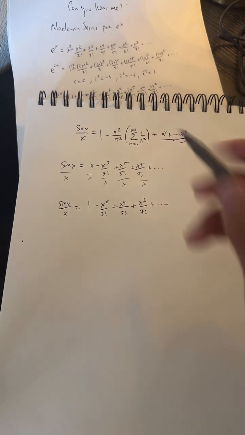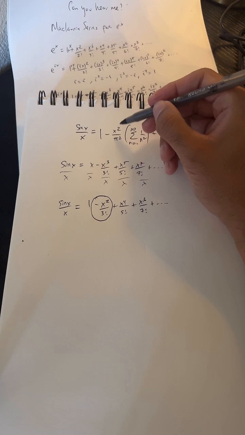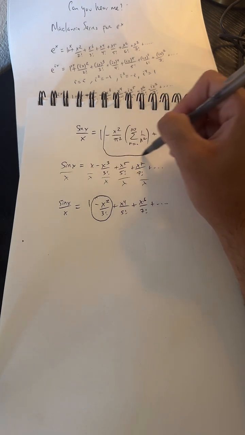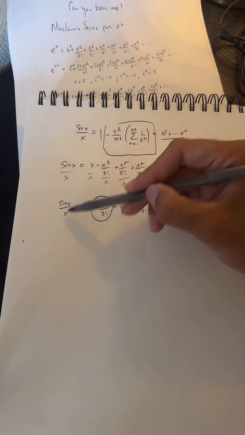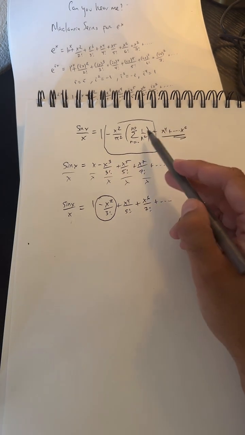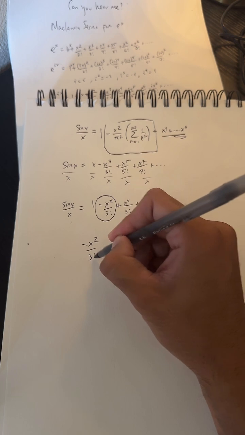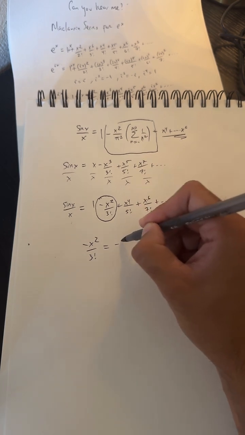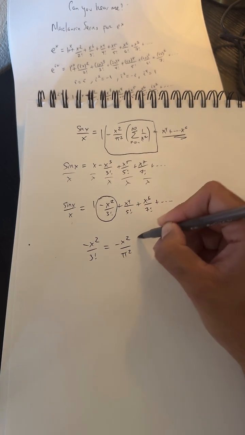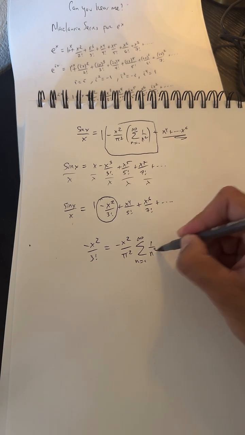We don't care about that because look at this. This is the negative x squared term, and then we have the negative x squared term, and these are both the same because this is sine of x over x. So we can say that these two are equal to each other. So we can say negative x squared over 3 factorial is equal to negative x squared over pi squared, summation from n is equal to 1 to infinity of 1 over n squared.